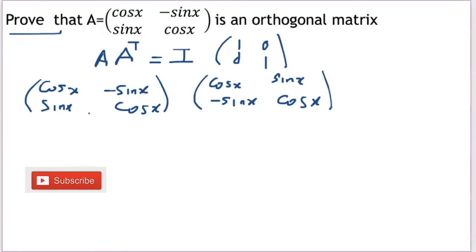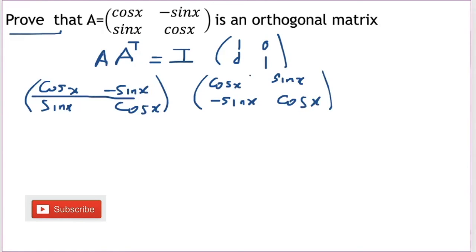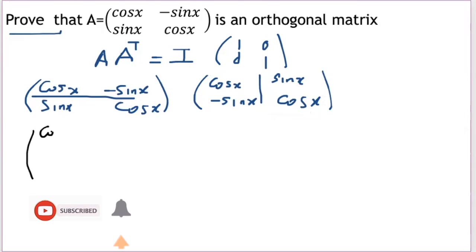Now I'm going to multiply. So we multiply row by column. So divide the first matrix into 2 rows and the second matrix into 2 columns. So the first row times the first column, that's what I'm going to do first. So I multiply cos x times cos x, that gives us cos square x. Minus sine x times minus sine x, negative times negative, that's positive, and sine x times sine x gives me sine square x. So I'll have plus sine square x.